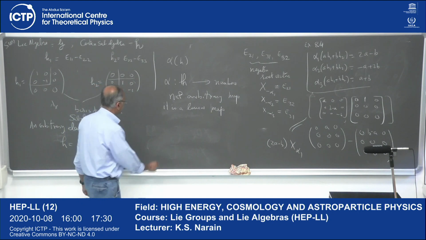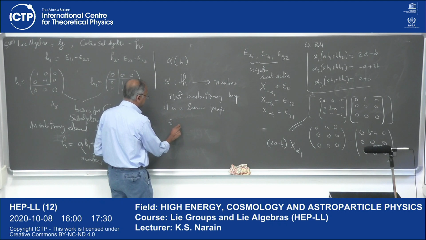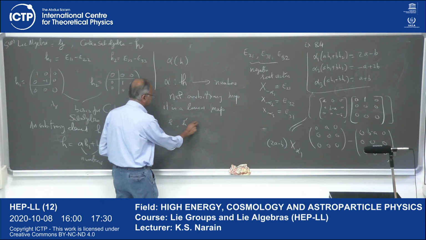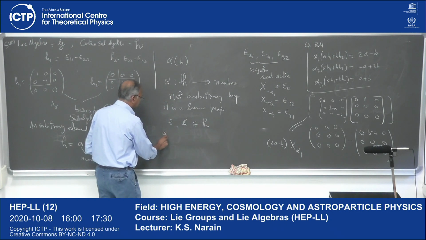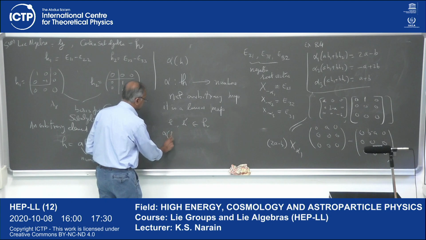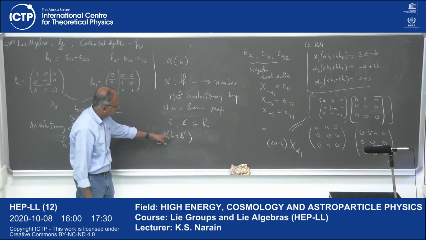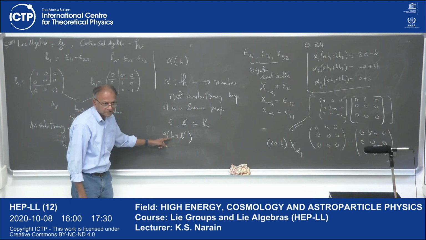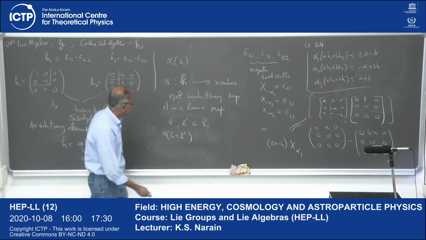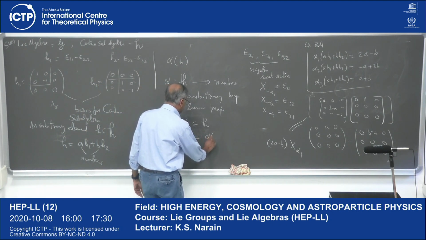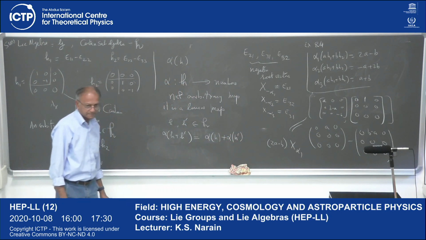It's a linear map in the sense that if I take some elements H and H prime, say two elements of the Cartan subalgebra, then alpha of H plus H prime, because the Cartan subalgebra is a vector space, so of course you know what it means to add in a vector space, it's defined, is the same as alpha of H plus alpha of H prime. That's what a linear action means.